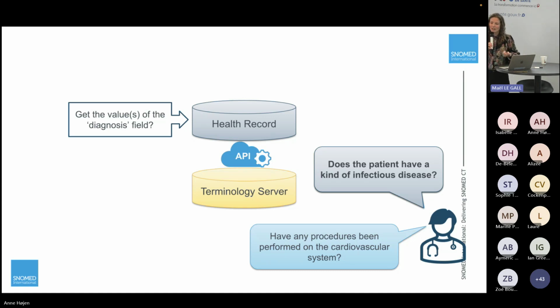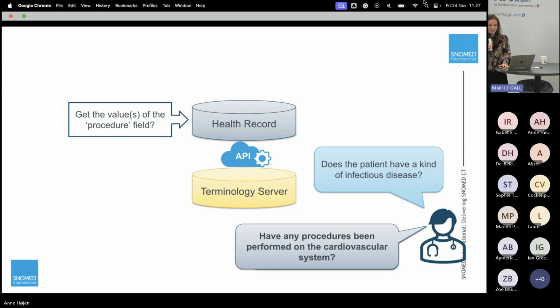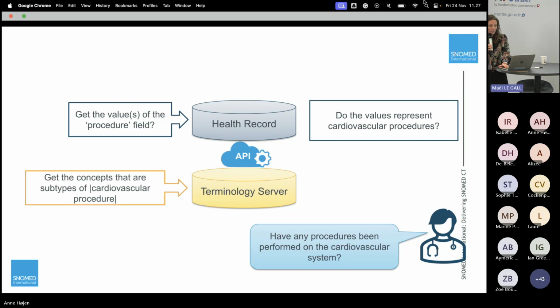So I can come part of the way. But to know whether it's a kind of infectious disease or it's related to the cardiovascular structure, that is where either you need to manually go through the list to identify those that are infectious diseases, or you need something to help you identify it easily. And that would be where the terminology comes in. It's the same for the procedure example. So for example, if we want to find all the procedures, we'll get the list of procedures, and then we would look at those concepts and match them against all the concepts in SNOMED that are subtypes of cardiovascular procedures. And then we would make a comparison, and then we would get the result.